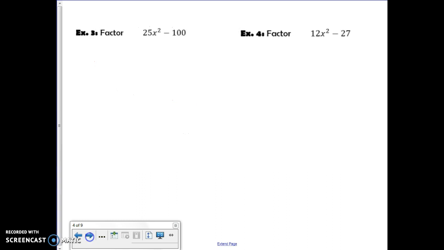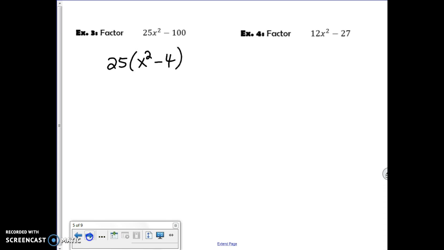Alright, let's take a look at what we have next. Alright, a couple more examples. So remember, the first thing you should do is you should take a look and see if there is a greatest common factor. So in number 3, I hope that you can see that 25 is the greatest common factor between these two. So if I factor out a 25, I would be left with x squared minus 4.